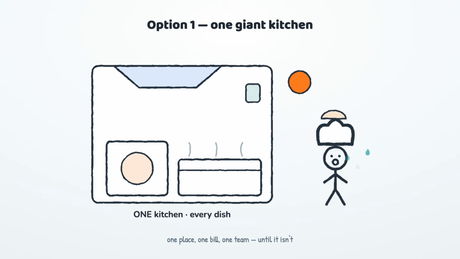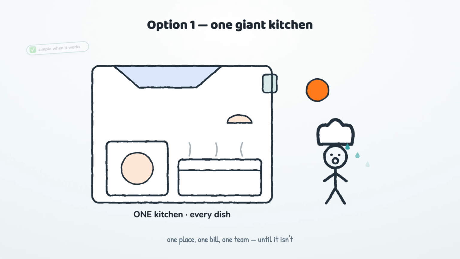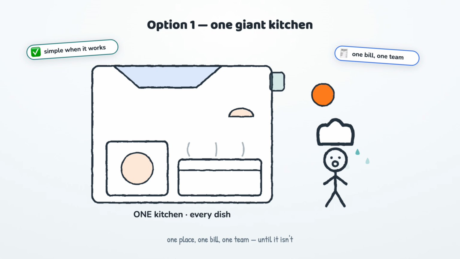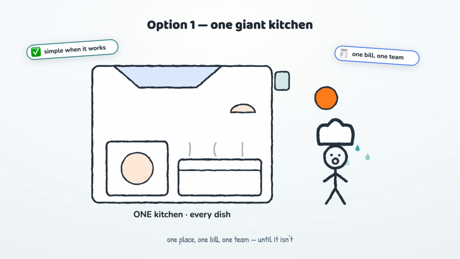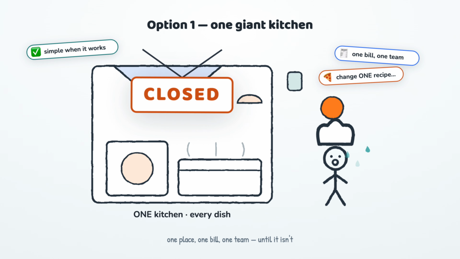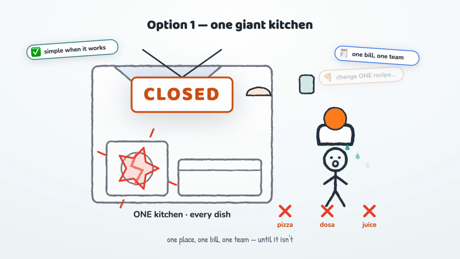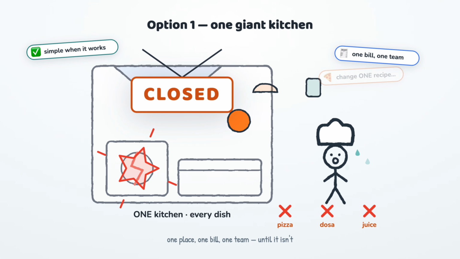Now, there are two ways to feed a hungry campus. Option one is one giant kitchen that cooks everything: pizza, dosa, juice, dessert, all in the same room, same oven. When it works, it's simple: one place, one bill, and one team. But say you want to change just the pizza recipe. You have to shut down the whole kitchen to do it. And if that one oven breaks, nobody eats. No pizza, no dosa, no juice, everything stops.